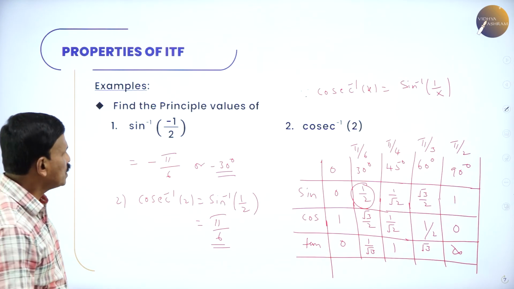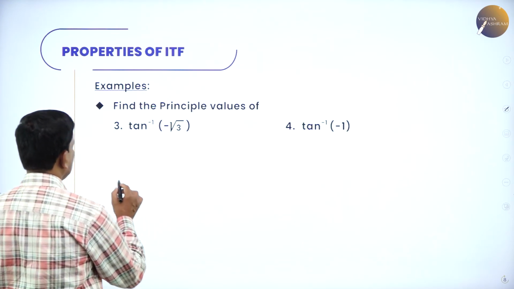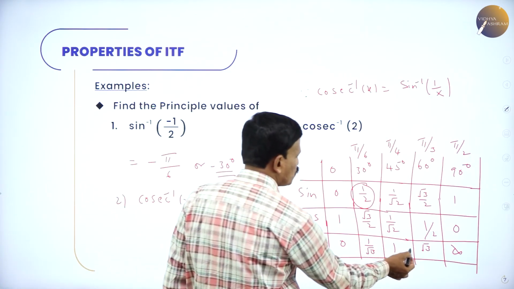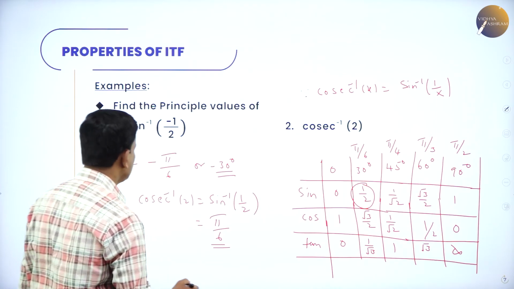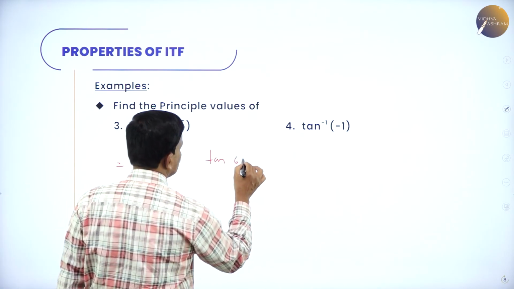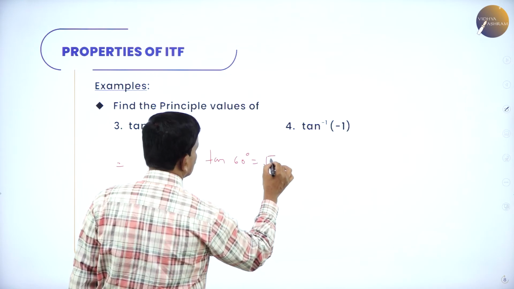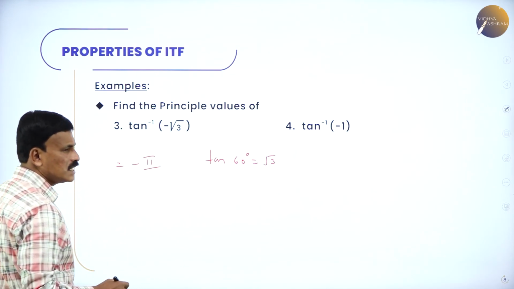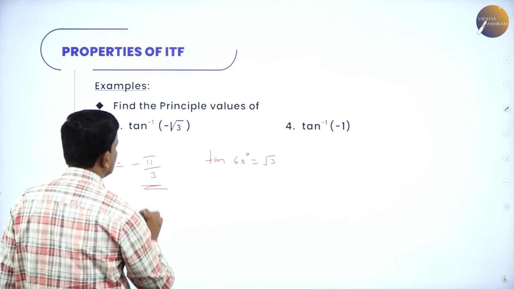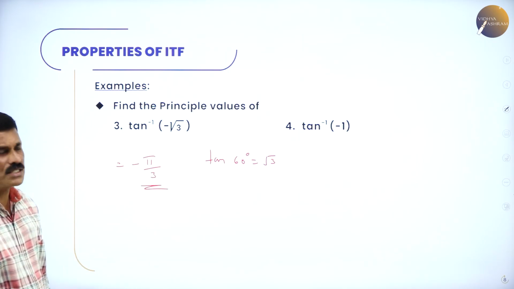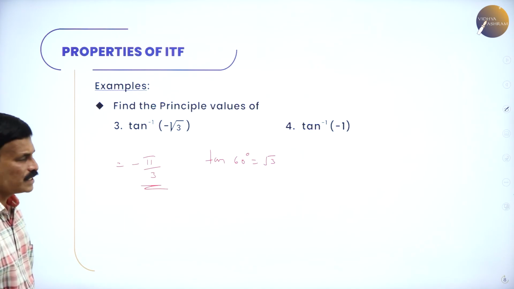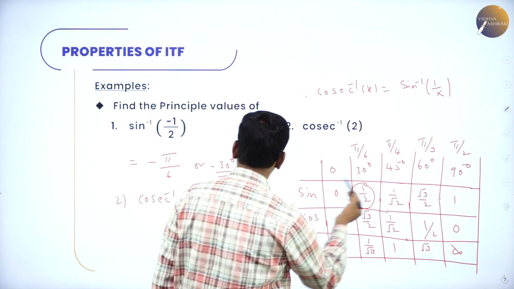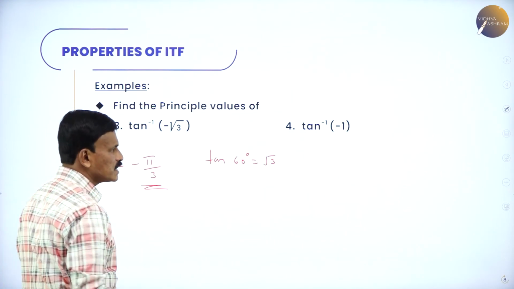Okay, now let us come to the next problem. Tan inverse of root 3, and tan inverse of minus root 3. See here, for tan, root 3 is for 60 degrees, pi by 3, since tan 60 degrees is equal to root 3. 60 degrees means pi by 3 radians. Tan inverse of minus root 3 is equal to minus pi by 3, since it is negative.